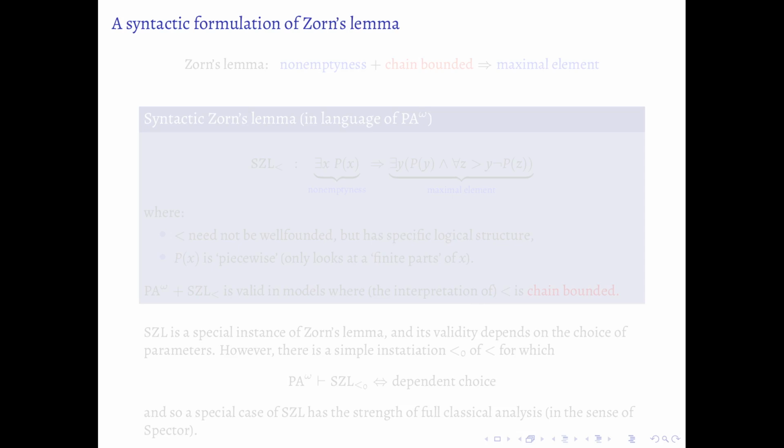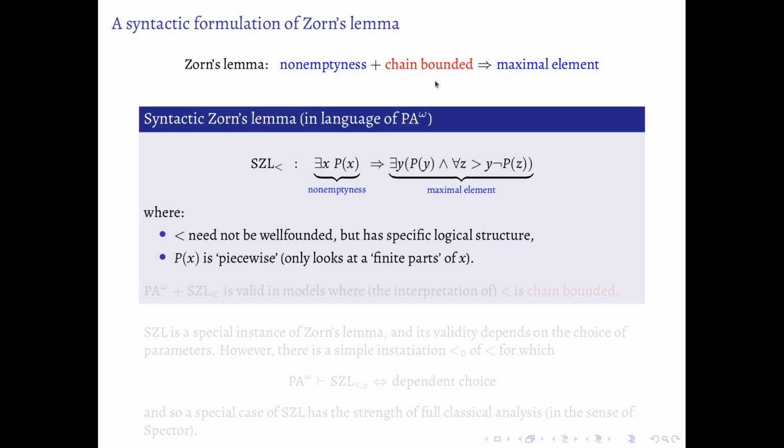this syntactic formulation of Zorn's lemma I've talked about, I just want to explain in a very informal way what I mean by this. Zorn's lemma can be considered as something which assumes non-emptiness plus chain-boundedness and concludes that we have a maximal element. Written in one line, this is essentially what Zorn's lemma is. And for me, I take a syntactic principle which goes from non-emptiness to the existence of a maximal element, and then this chain-boundedness assumption is somehow dealt with implicitly. So let me explain what I mean by this. This is roughly what my syntactic variant of Zorn's lemma looks like, and this is directly inspired by things like open induction.